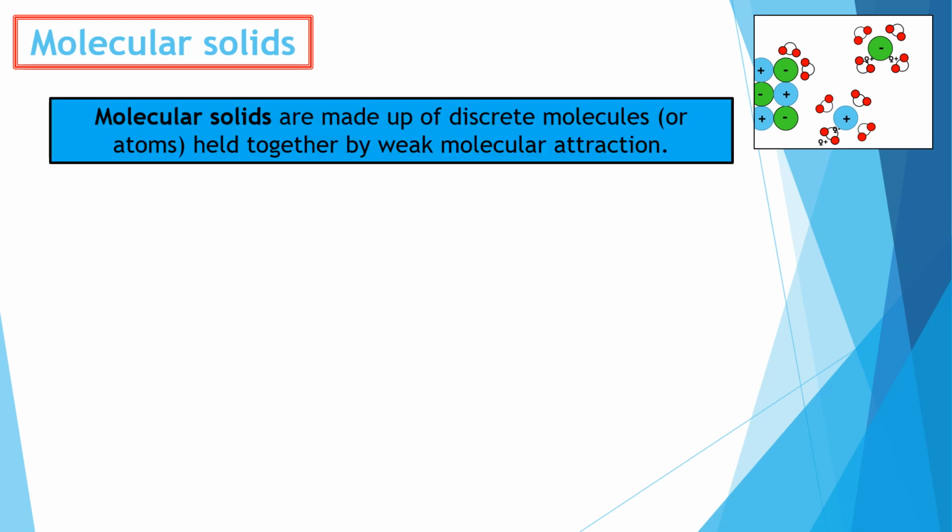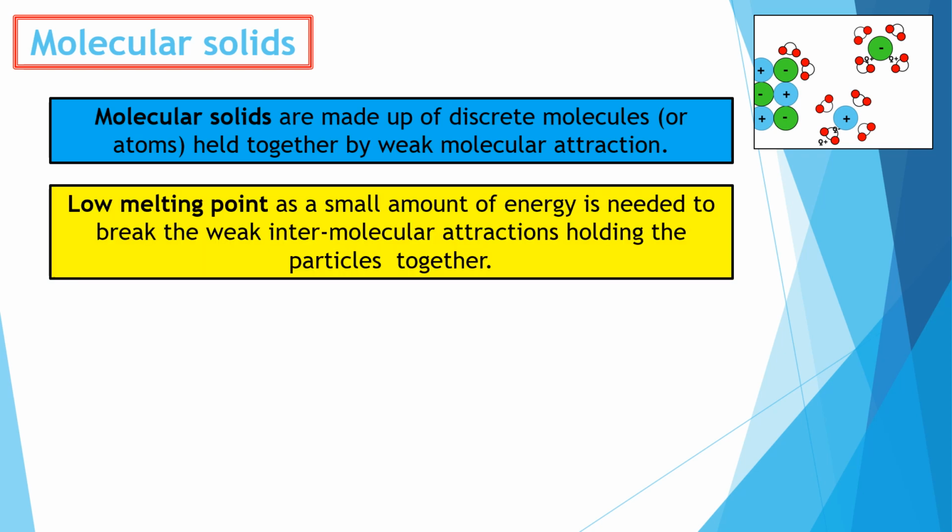Now, because they're made up of these discrete molecules, they have the following properties. So they have a low melting point. Now that is because these solids have discrete molecules bonded together by these weak attractions. It only requires a small amount of energy to break the weak attractions between the particles. And when we break those attractions, we then can change a solid into a liquid. And if we break all of the attractions, we can change a liquid into a gas.